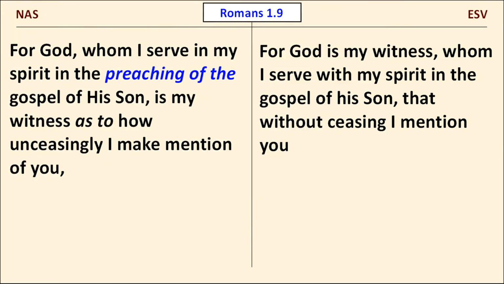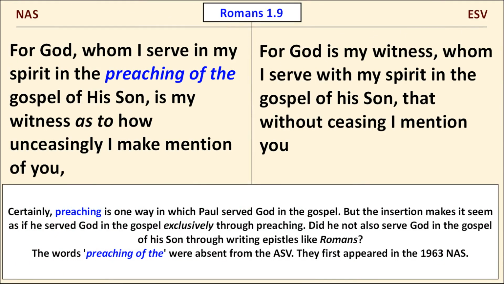In Romans chapter 1, verse 9, the NAS inserts an expression that I believe is unnecessary and potentially misleading, but at least, again, it's in italics. Those words are "preaching of the," shown here in blue. Paul says that he serves God in his Spirit in the gospel. He doesn't restrict that to the preaching of the gospel, as the inserted words imply.